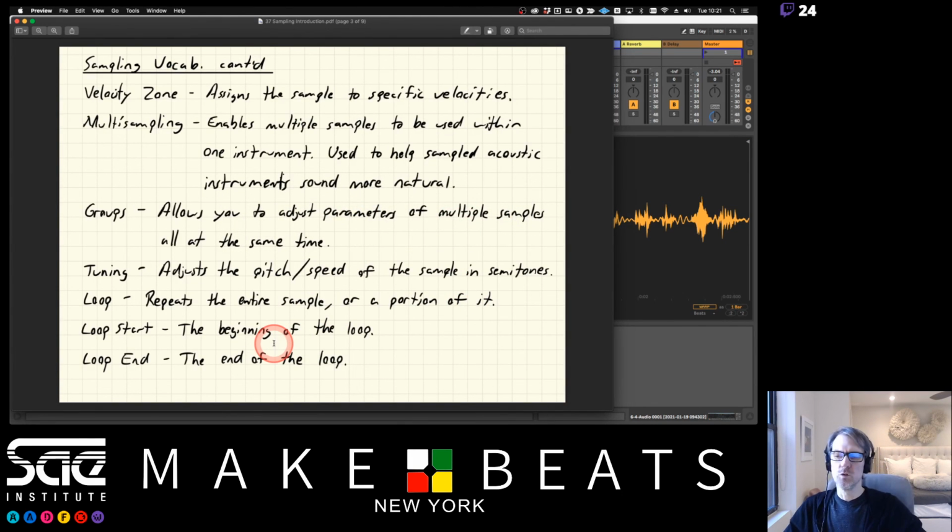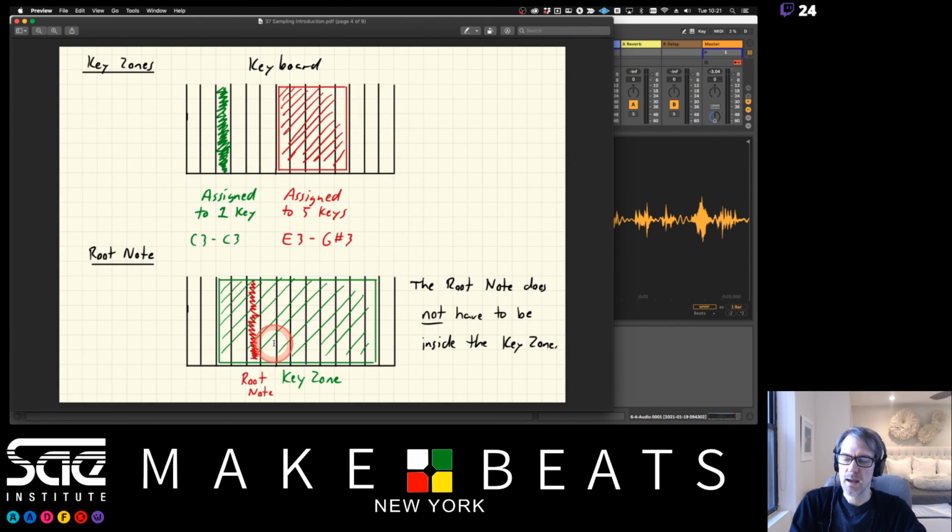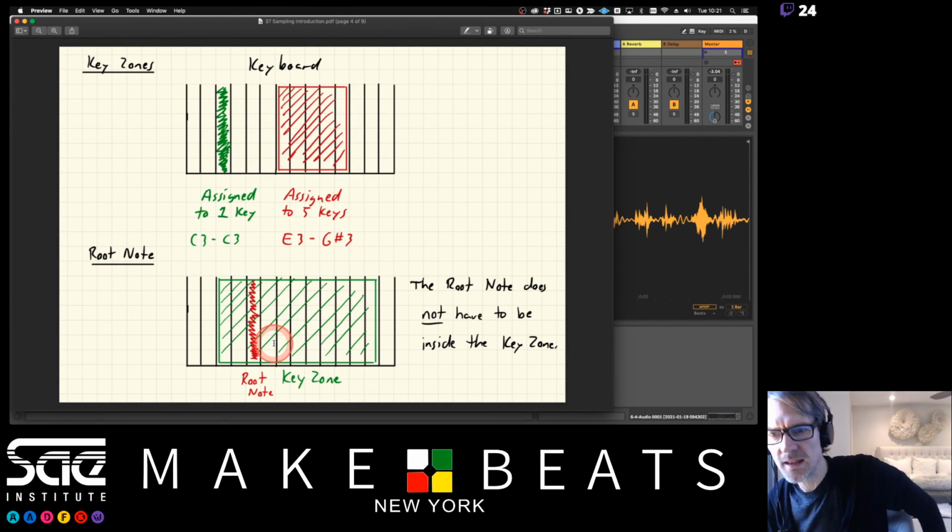And then again, with the loop, you have the loop start and the loop end. The loop start is the beginning of the loop, the loop end is the end of the loop. And that's the really basic idea of looping. Actually, looping can get very complicated, and you can do lots of cool stuff with it depending on what sampler you are using. And here's just some illustrations of all this stuff.